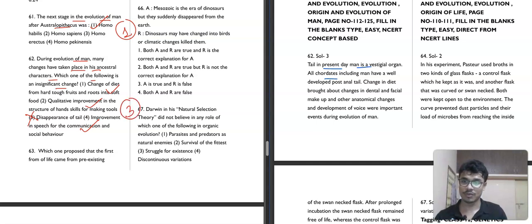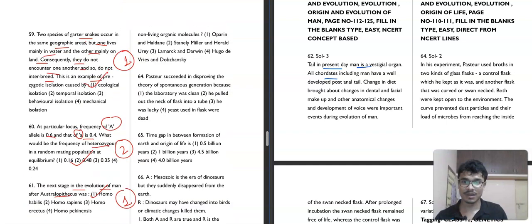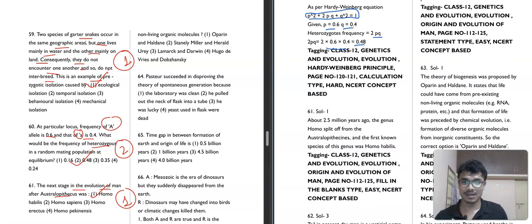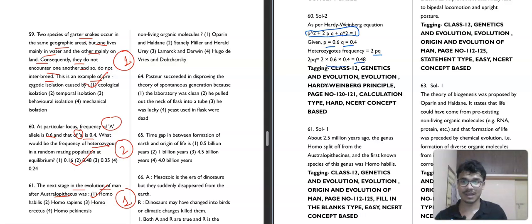Then which one proposed that the first form of life came, this is a spelling mistake, from pre-existing non-living organic molecules. The options given are Oparin and Haldane, Stanley and Miller, Lamarck and Darwin, and Hobart. So this was non-living molecules. When you say abiogenesis, it is Oparin and Haldane.